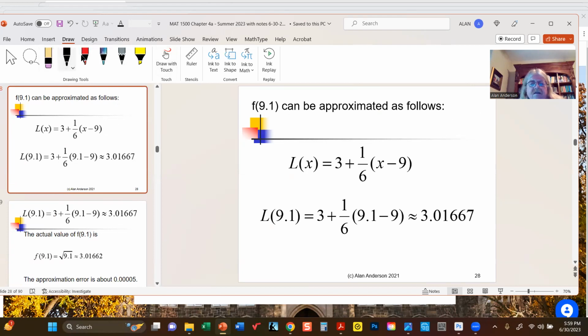Actually, let me try to draw that again. So when y equals 9.1, actually, I'm sorry, I got these two backwards. 9 and 3. That's better, because this is radical x. So what about at 9.1? Let's say that that's right here. So it's kind of hard to see. It's so small. Let me try to draw it on the next slide.